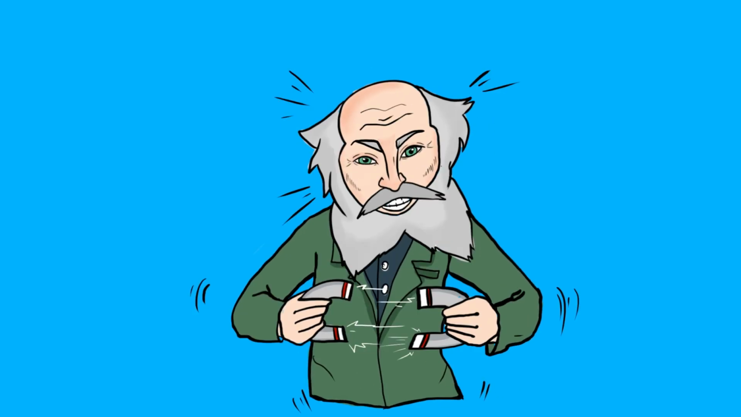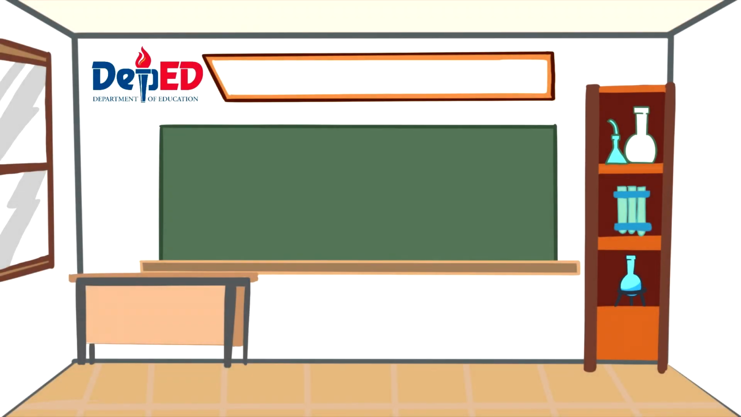Have you experienced a blackout in your barangay? What would life be like without light? How would you describe it? Correct! It's dark. And darkness means the absence of light. But what do we really know about light?